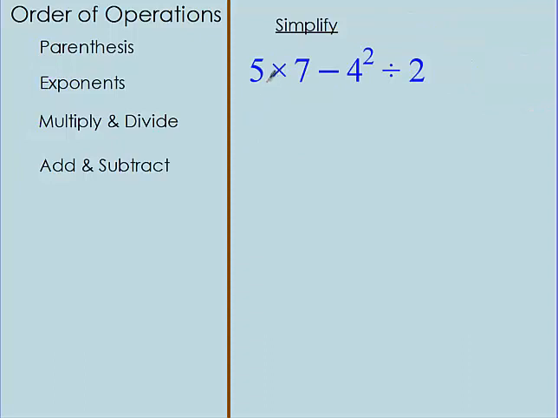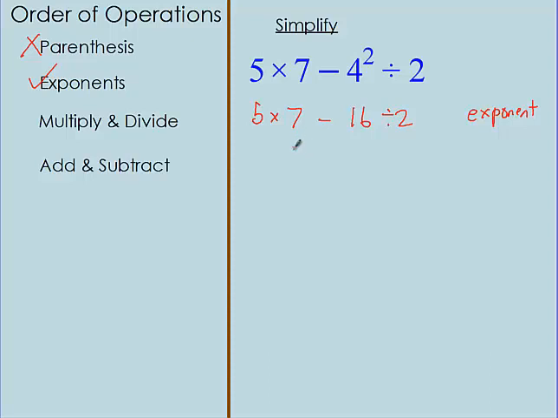Next, simplifying again, just another example. Are there parentheses? No. Are there exponents? Yep. It's going to be 4 squared. So 4 squared becomes 16. So rewriting this, 5 times 7 minus 16 divided by 2. And we did the exponent. Okay, so we're done with exponents.